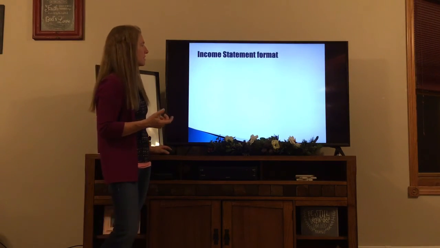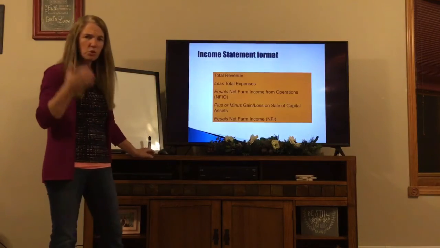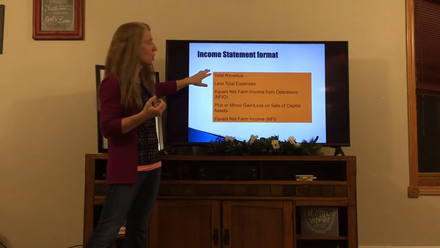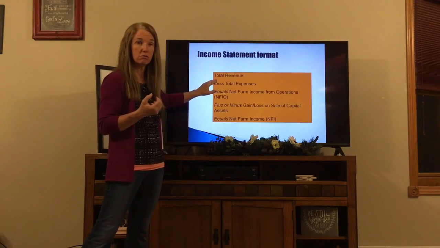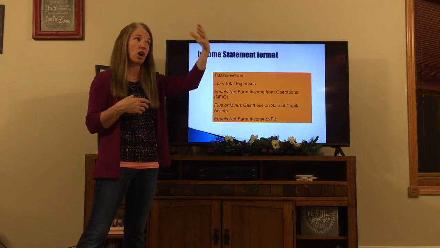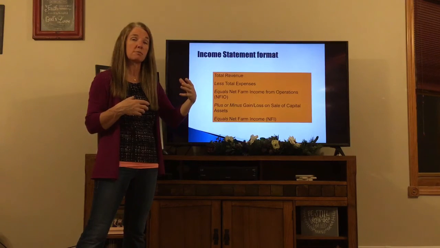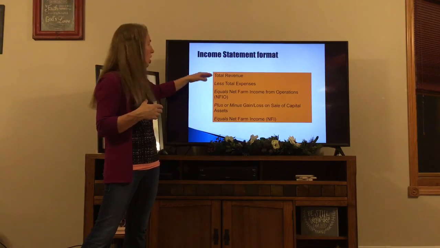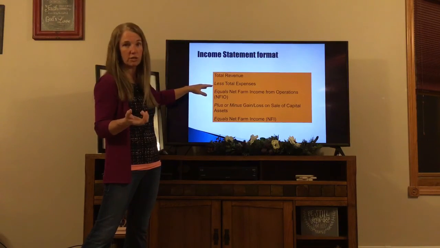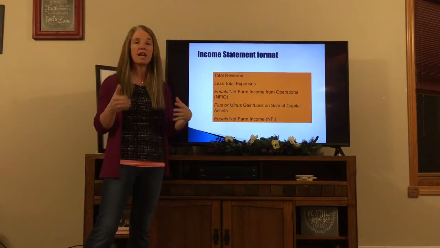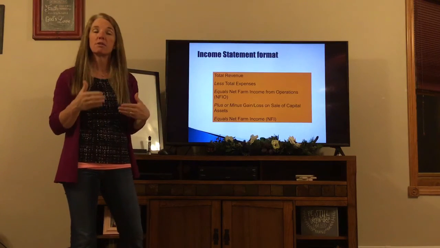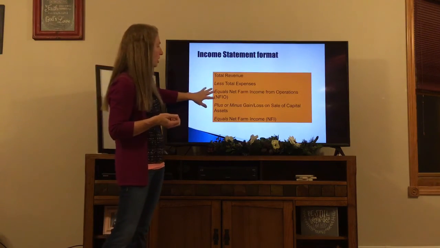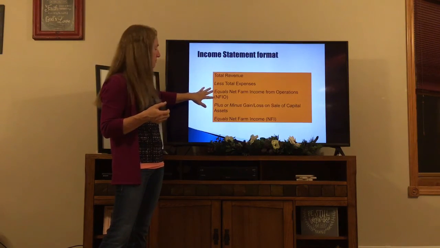So the general format is going to look something like this. We're going to have our revenue section, and again, we're going to find total revenue. We're going to have our expense section. In our case, we're going to break out our operating expenses from our interest expenses, and that's going to give us our total expenses. Our revenue minus our total expenses is going to tell us what our net farm income is from the operating part of our business. So we're going to call it net farm income from operations.